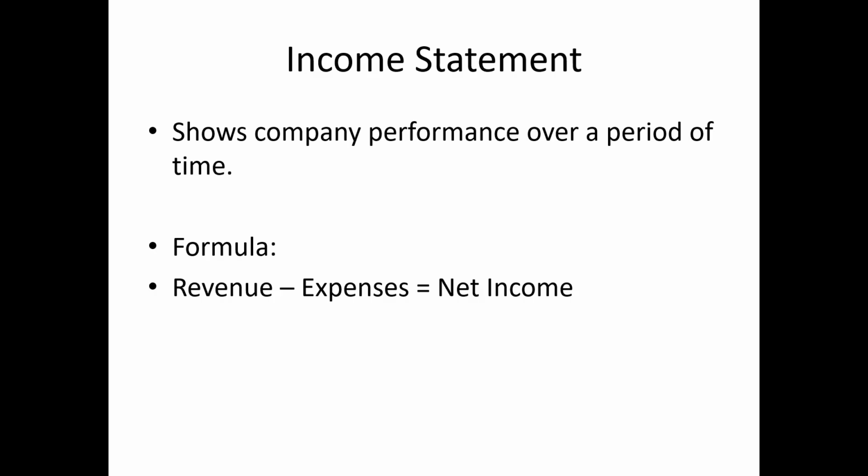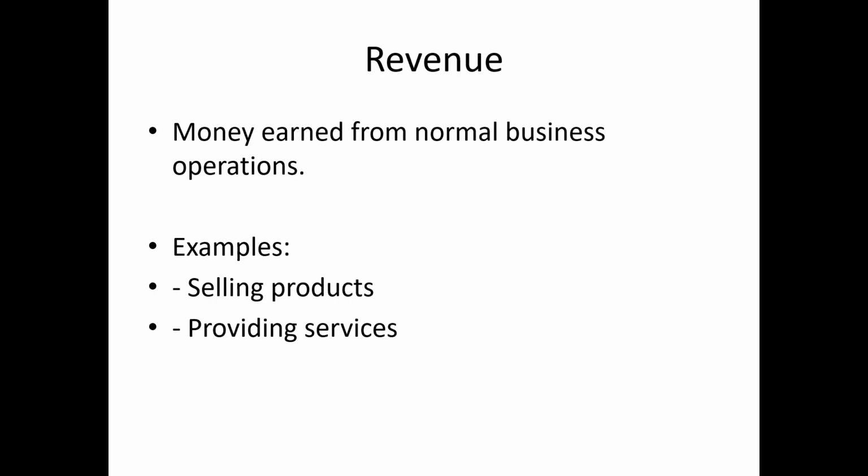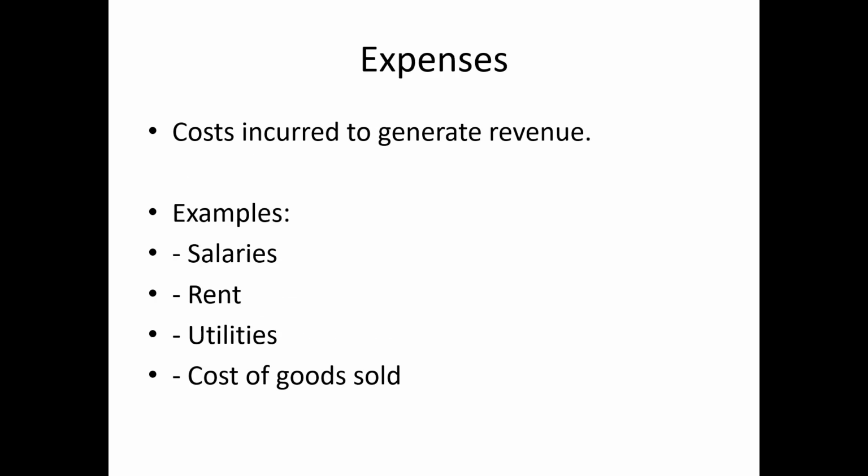Income statement shows the company's performance over a period of time. It has a basic formula: revenue minus expenses is equal to net income. Now let's talk about revenue. Revenue is the money which is earned from normal business operations. For example, selling products or providing services.